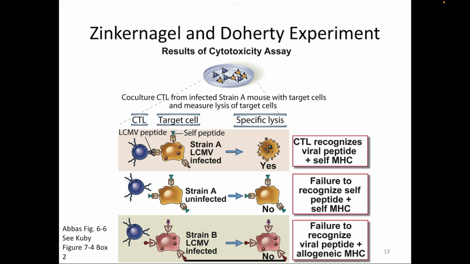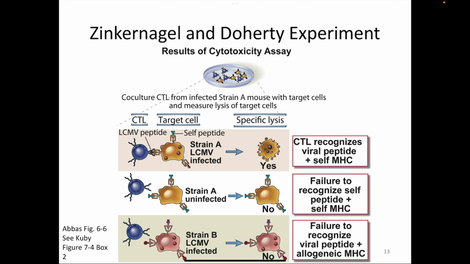But the really key thing that Zinkernagel and Doherty found, and kind of won the Nobel Prize for, is in this strain B situation. So here in strain B, we've got target cells from a different genetic background, different genetics than the effector cells. And now those effector cells don't work. So if the T cells come across an infected cell from a different genetic background, they don't kill.